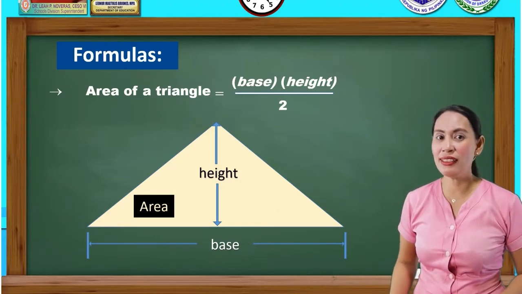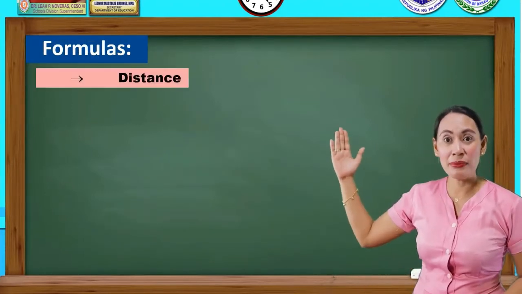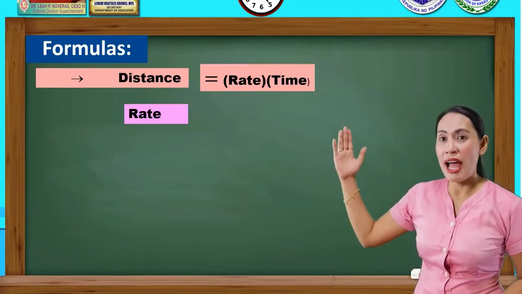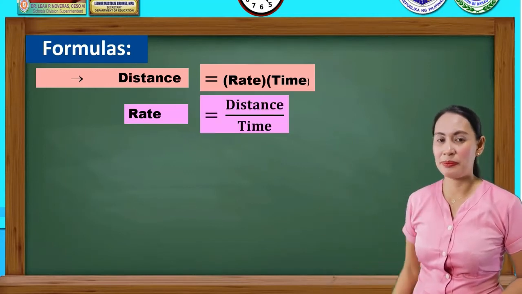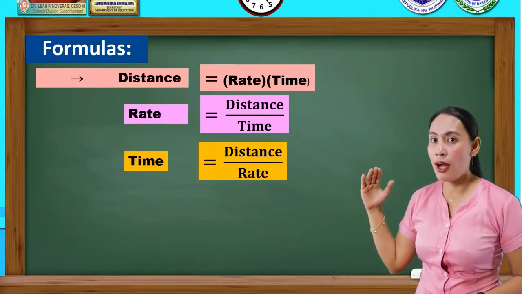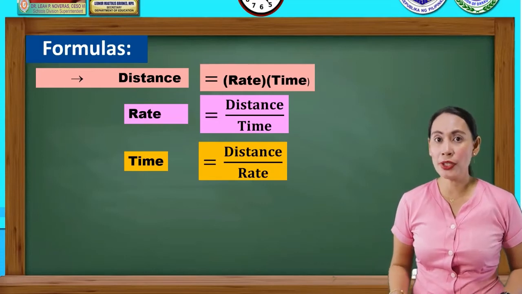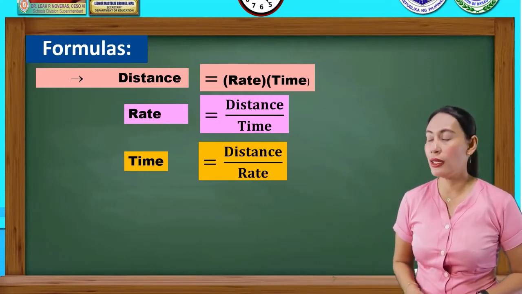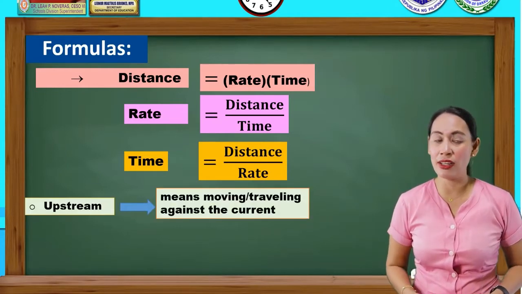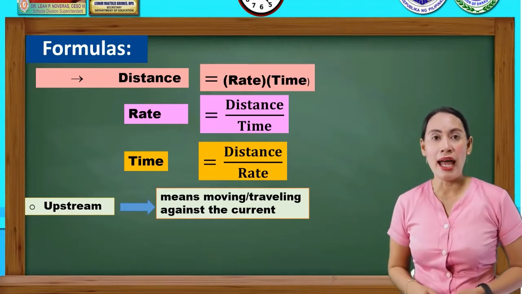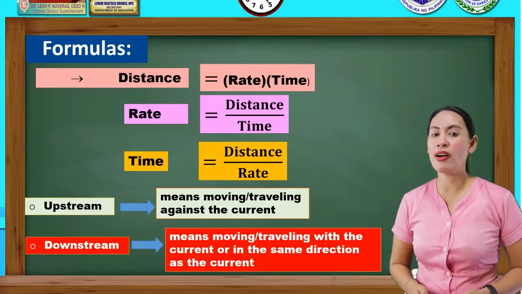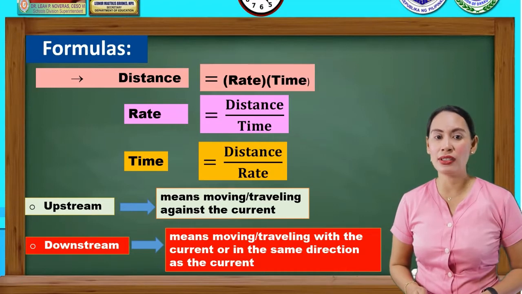Another formula is distance, equal to rate times time. Next, rate is equal to distance over time. And to find the time, that is equal to distance over the rate. There are also other words that you need to recall, like upstream, which means moving or traveling against the current. Another word, downstream, means moving or traveling with the current or in the same direction as the current.